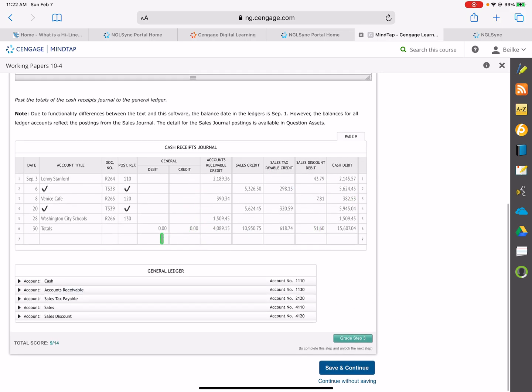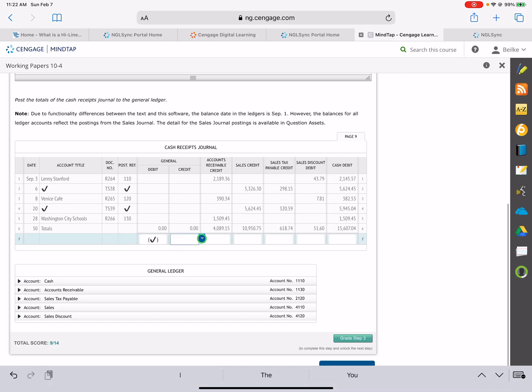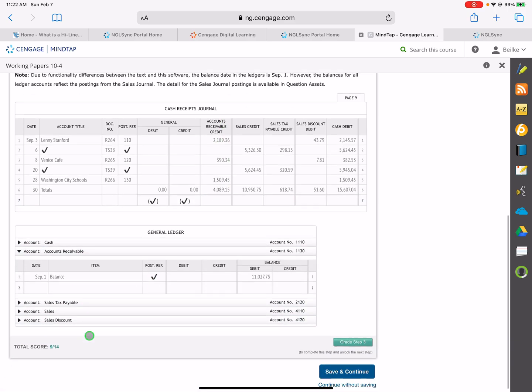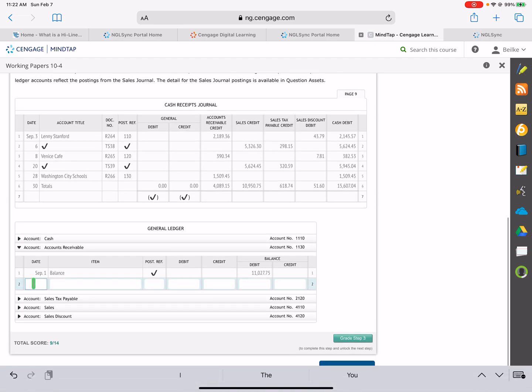So the first one, again, we do not have to put anything there. We don't have to post anything here. We will go to our accounts receivable, and we are going to write the date, which is the 30th. Post reference is CR9. Accounts receivable credit, so we will credit that for $4,089.15.